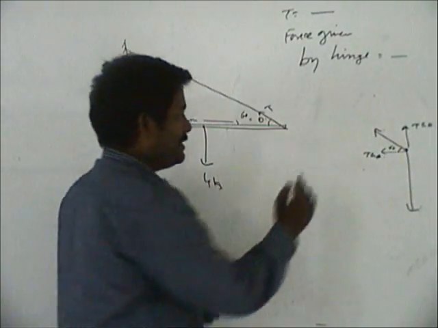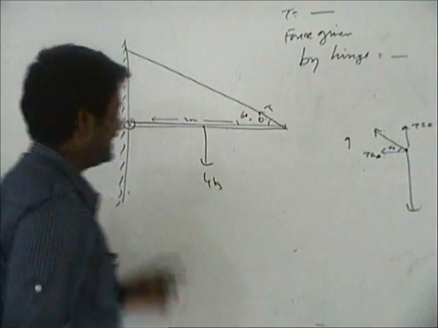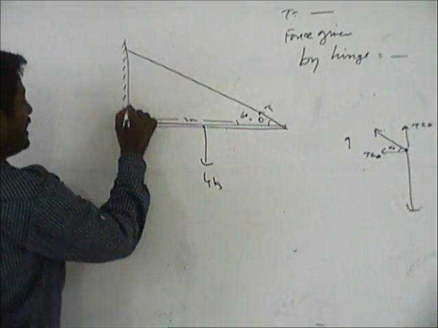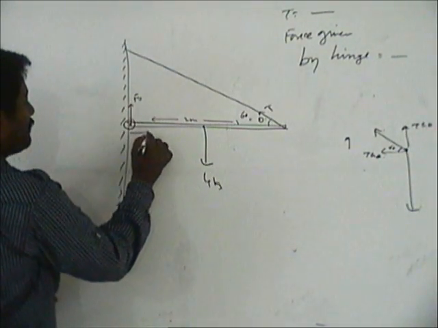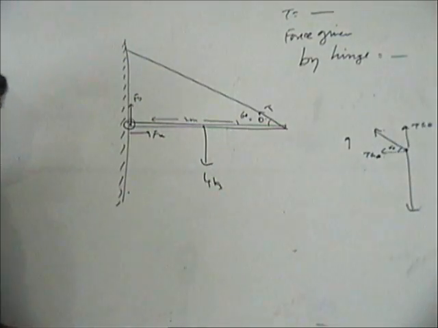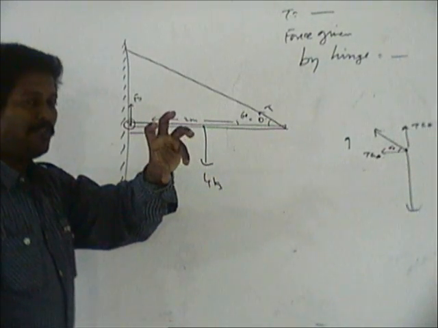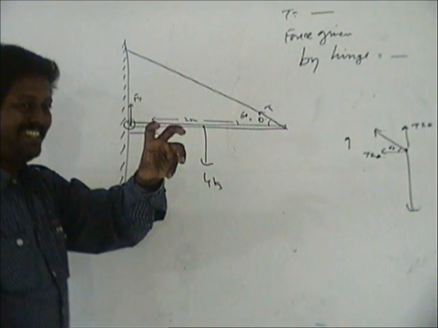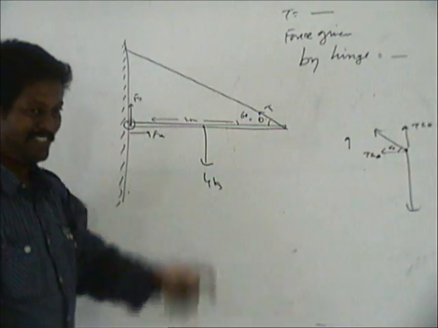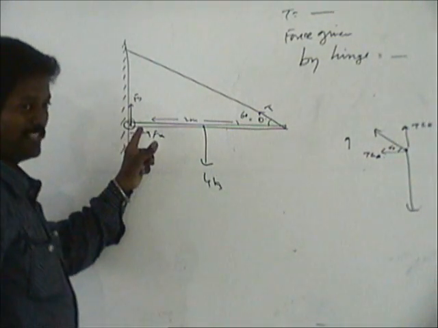There is no possibility. That means there should be some other force upward. That means the hinge gives Fy upward, Fx forward. That's the logic here. Otherwise, the triangle will not be completed in equilibrium. When you put all the forces in a triangle, the vector sum should become 0. That is why we have applied this concept.